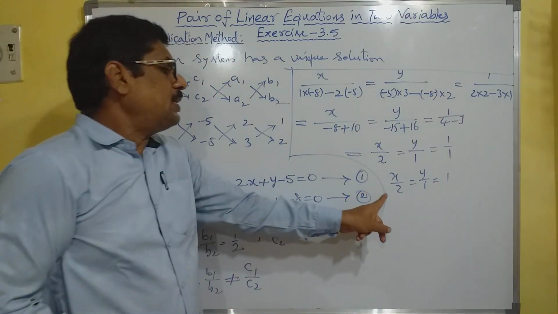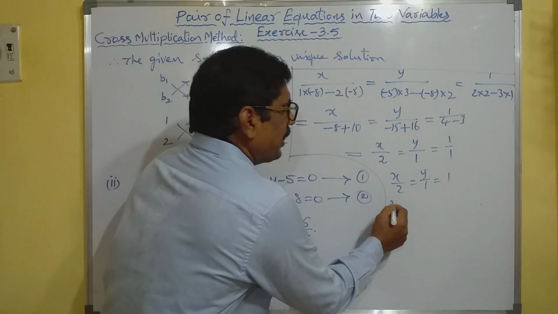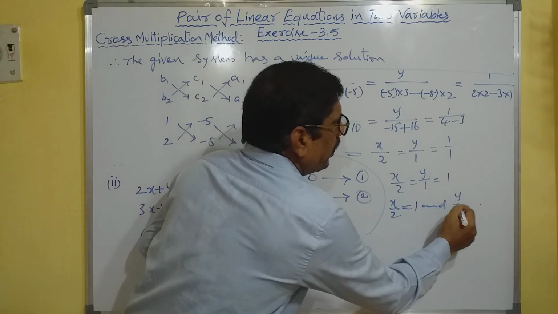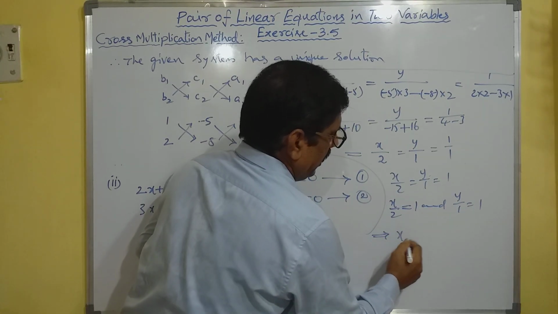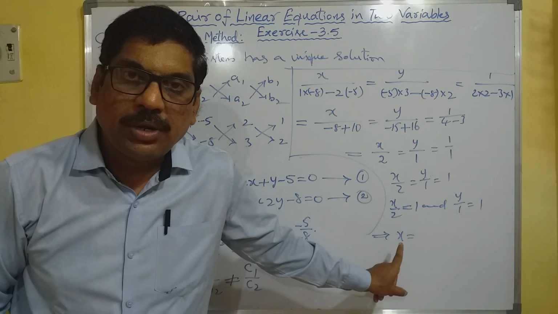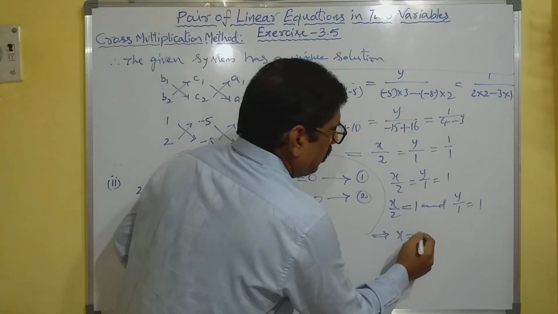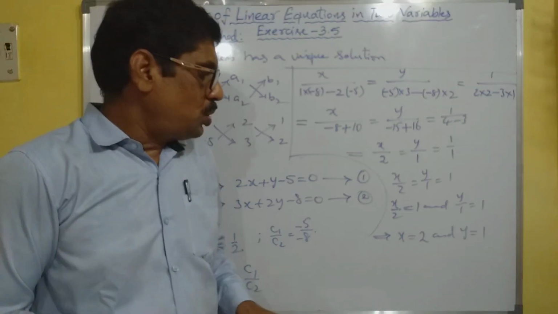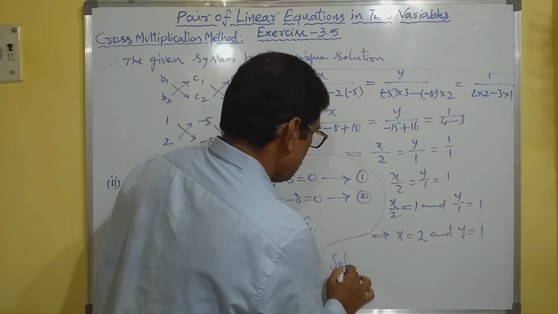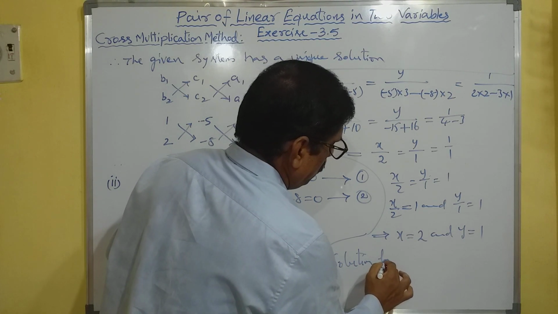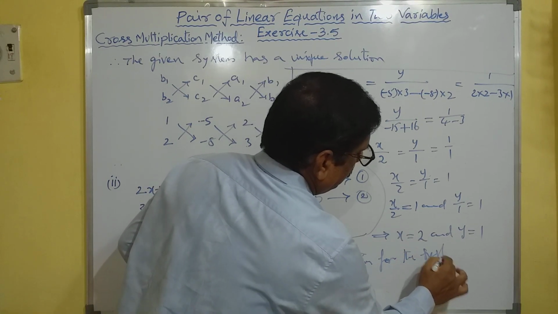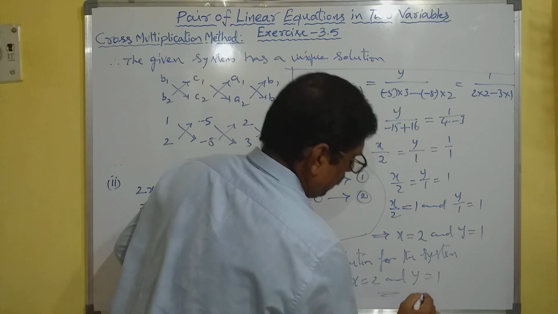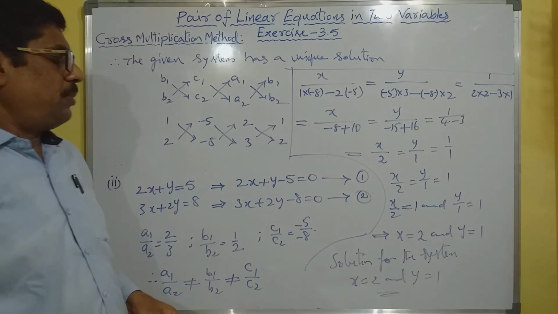So by taking the first one and the last one, we get x by 2 is equal to 1 and y by 1 is equal to 1. From this, x is equal to, if you transpose 2 from the denominator to RHS, we get 2 into 1, 2, and y is equal to 1. Therefore, the solution for the system is x is equal to 2 and y is equal to 1. Okay, this is the cross multiplication method.